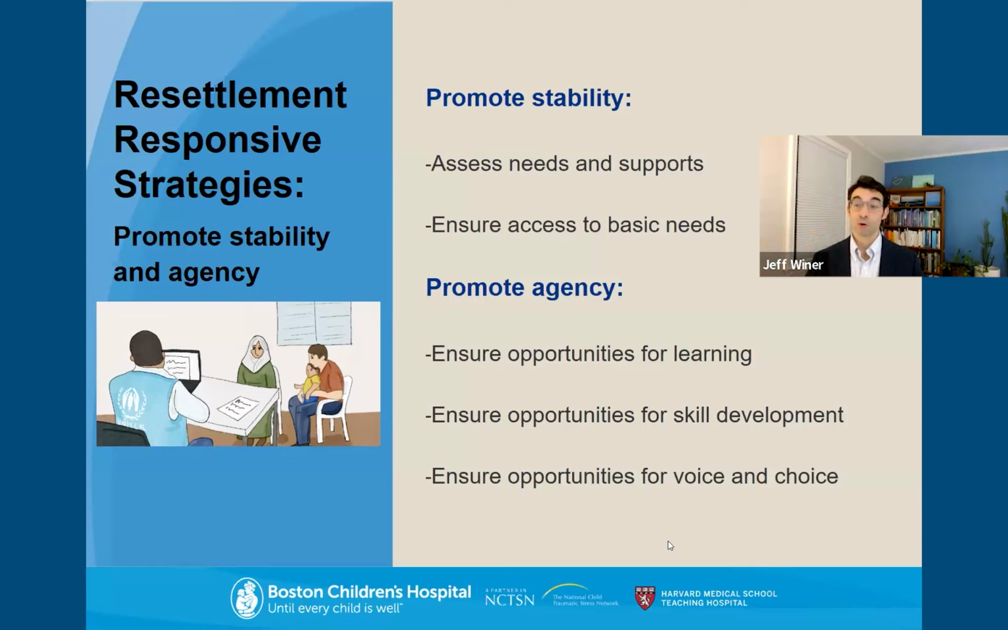The other thing is promoting agency. Often there's an intense sense of disempowerment that can happen, for forced displacement in particular. And so how do we give the power back to the kids or families where it's been taken from them? So ensuring opportunities for learning, ensuring opportunities for skill development, and then ensuring opportunities for voice and choice.